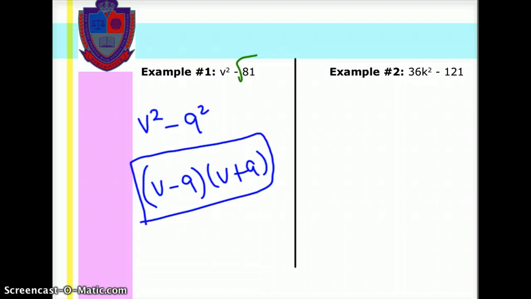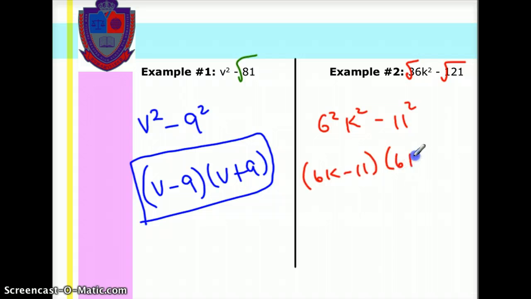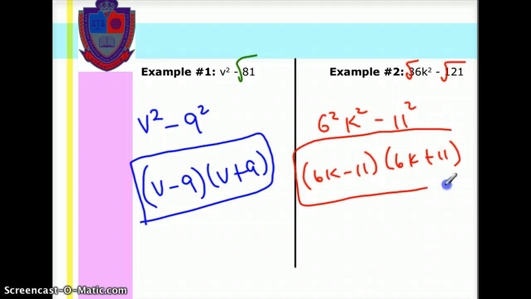Same goes for this. The first thing you've got to do is take the square root of those numbers. This becomes 6 squared. I like to write it back so I see what I'm dealing with. Notice they're both squared, no b term. Yep, I can do this. 6k minus 11 and 6k plus 11. It doesn't matter if you put the plus first and then the minus. Doesn't make a difference. That's it. Look at that. Under a minute, two problems solved.